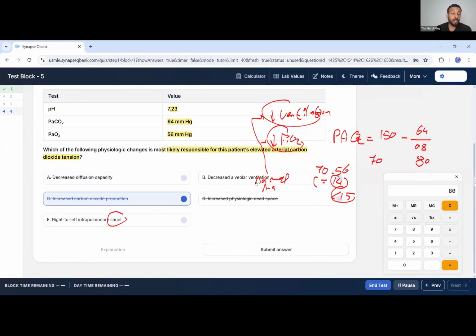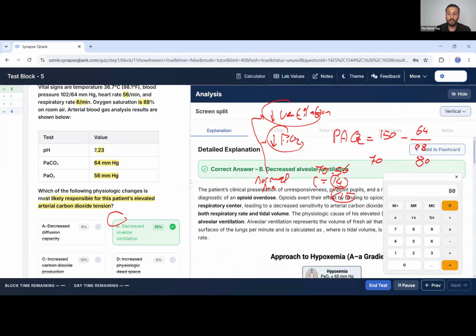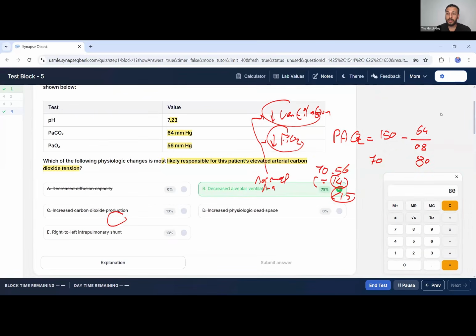So just by the AA gradient, without reading the case, I can know that the answer is either going to be B or E. E is going to have an increased AA gradient. I'm going to explain it. But here, let's see this answer choice. This is the right one. Okay, let's break it down.